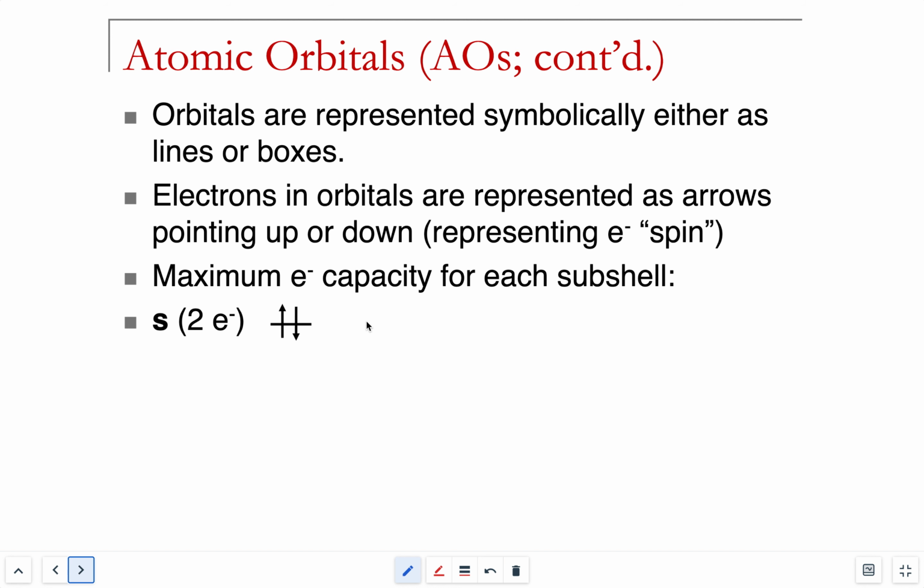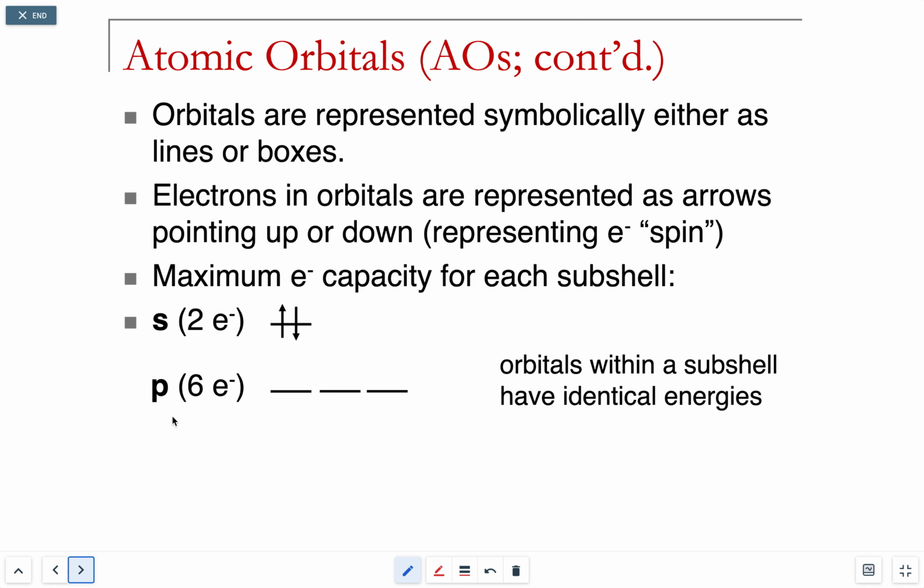And then a rule called the Pauli exclusion principle dictates that the spins of the electrons in an orbital have to be anti-aligned with respect to one another. We call this spin pairing. So the two electrons are spin paired when we write them like this.